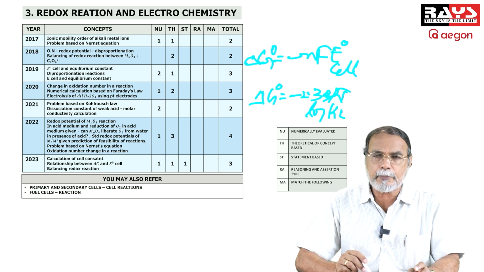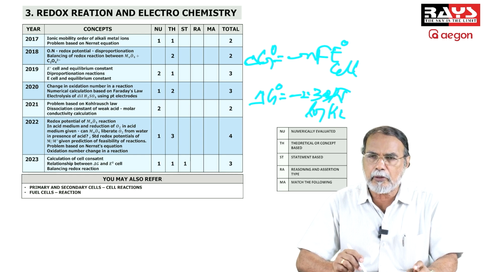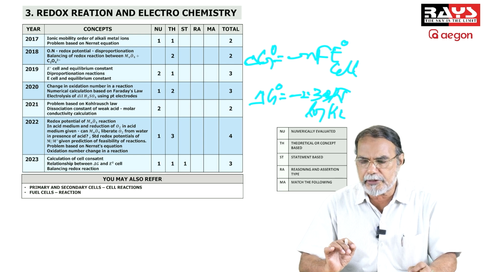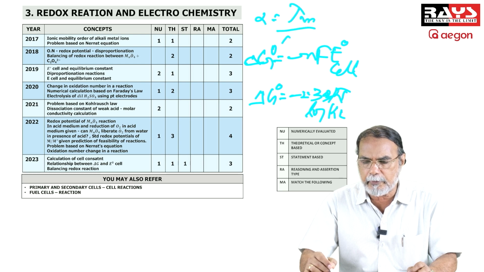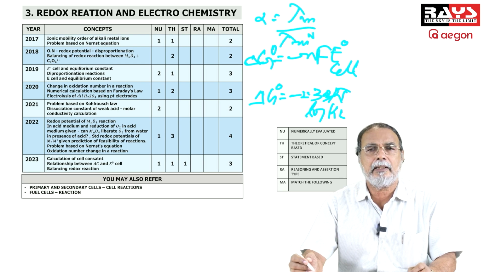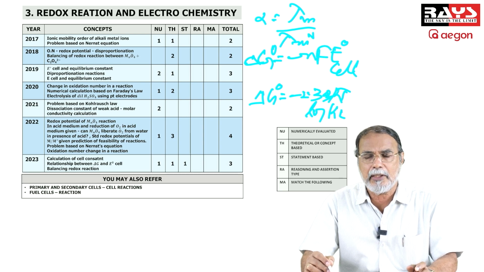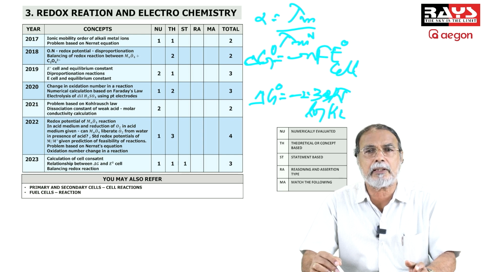2021, there was a problem based on Kohlrausch's law of independent mobilities of ions. That's a question which is very often asked. And there is also a question of the calculation of the degree of dissociation or degree of ionization, alpha equal to lambda m divided by lambda m0 for a weak electrolyte. For the ionization of a weak electrolyte, you can write alpha, degree of dissociation, is equal to lambda m by lambda m0. So you can calculate the lambda m0 using Kohlrausch's law of independent mobilities of ions, and the lambda m is given, you can calculate alpha.